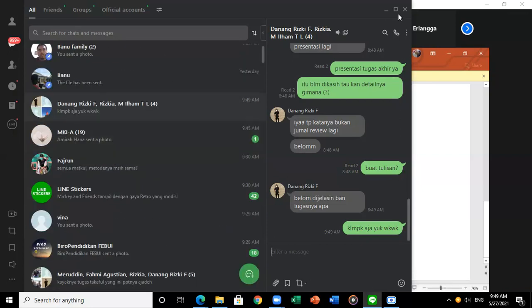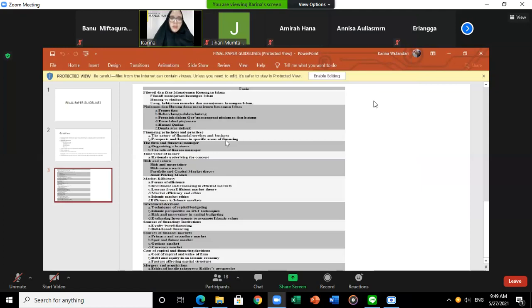Kalau nanti kita chat, kalau ada yang terlambat ya berarti, sebentar saya memang masih ngajarin. Iya nanti. Sebentar ya. Oke. Saya rasa itu aja dari saya ya.